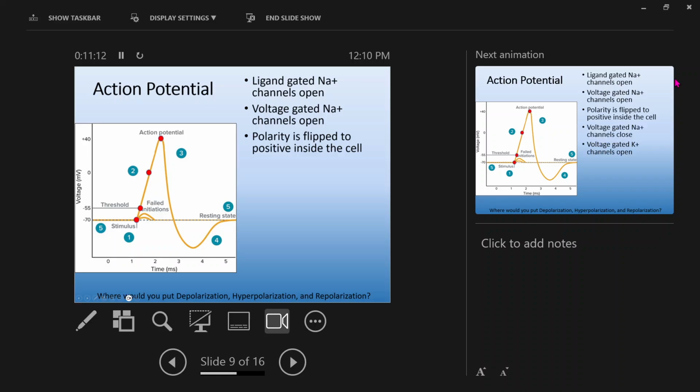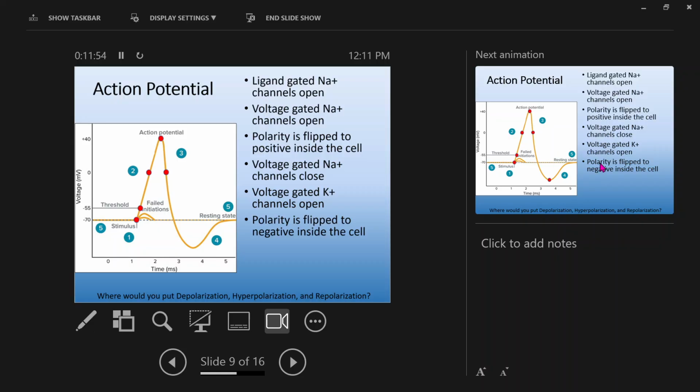All right, next dot. There are two things that are going to happen here. The sodium channels are closing. Yep, no more sodium movement. What else? Potassium are what? Opening. Are they voltage or ligand gated channels? Voltage gated channels. So technically all of my sodium channels close, and my voltage gated potassium channels are going to open. What happens along this portion of the graph? Repolarization. So depolarization is going up, repolarization is going down. That means my polarity has flipped back to the negative.